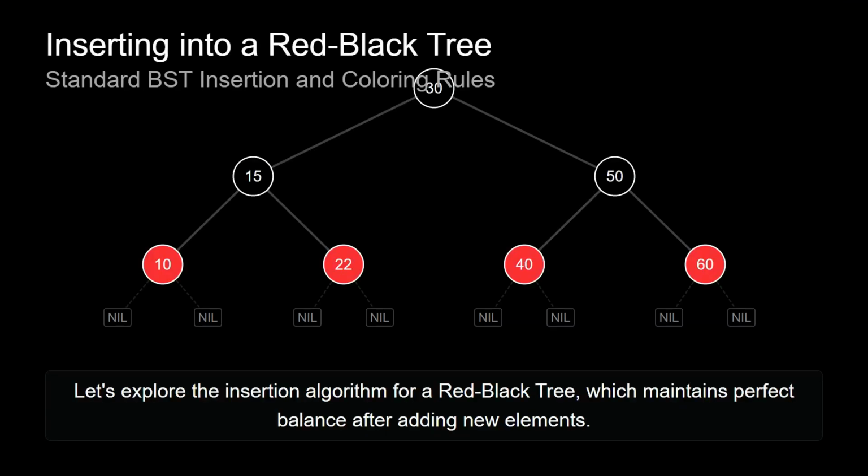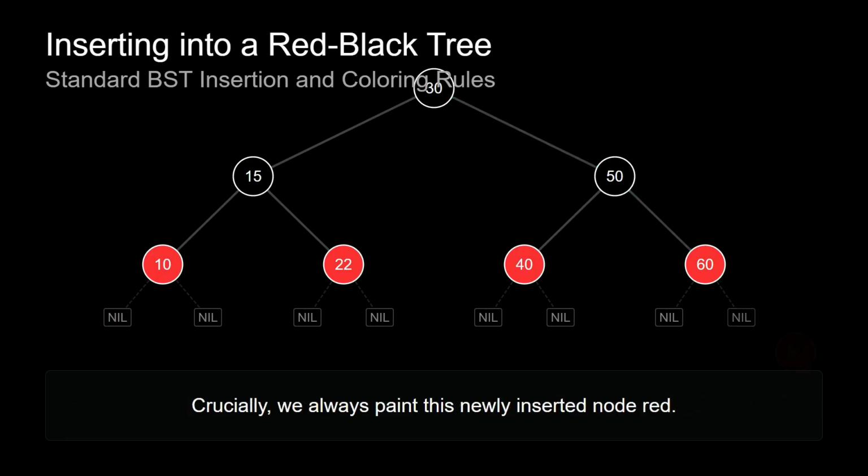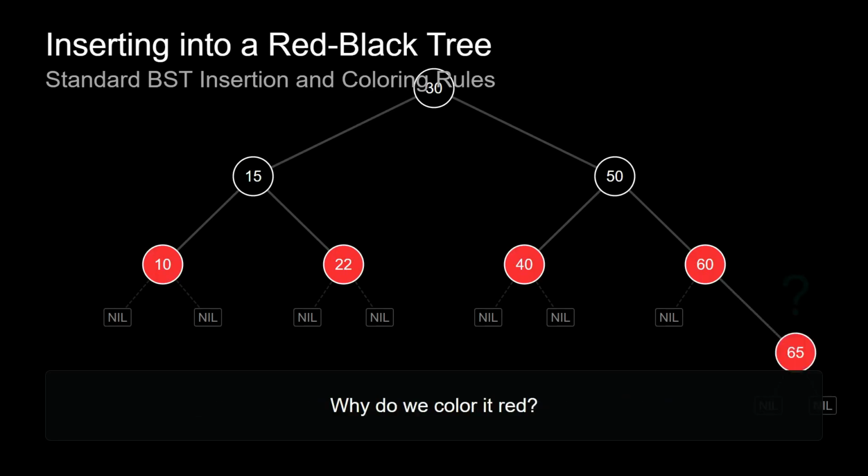Let's explore the insertion algorithm for a red-black tree, which maintains perfect balance after adding new elements. We start with a standard binary search tree insertion to find the correct leaf spot. Crucially, we always paint this newly inserted node red. Why do we color it red?